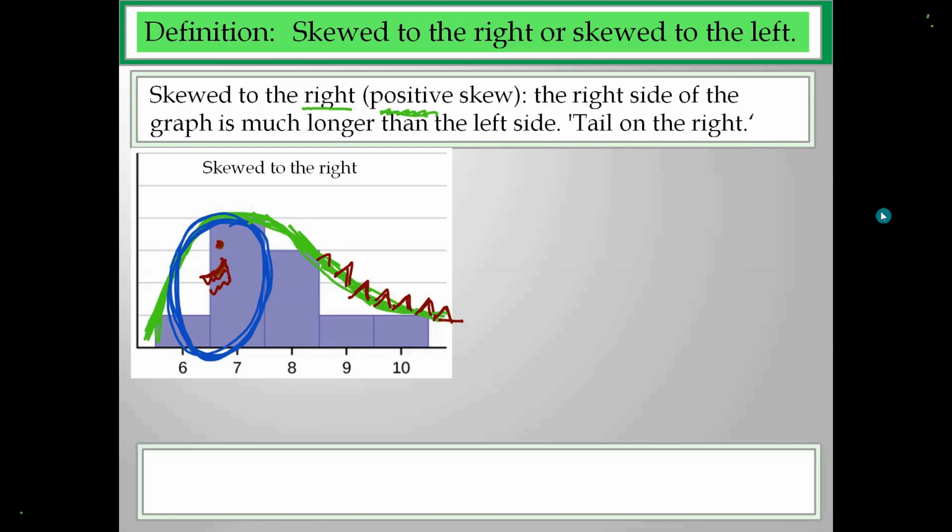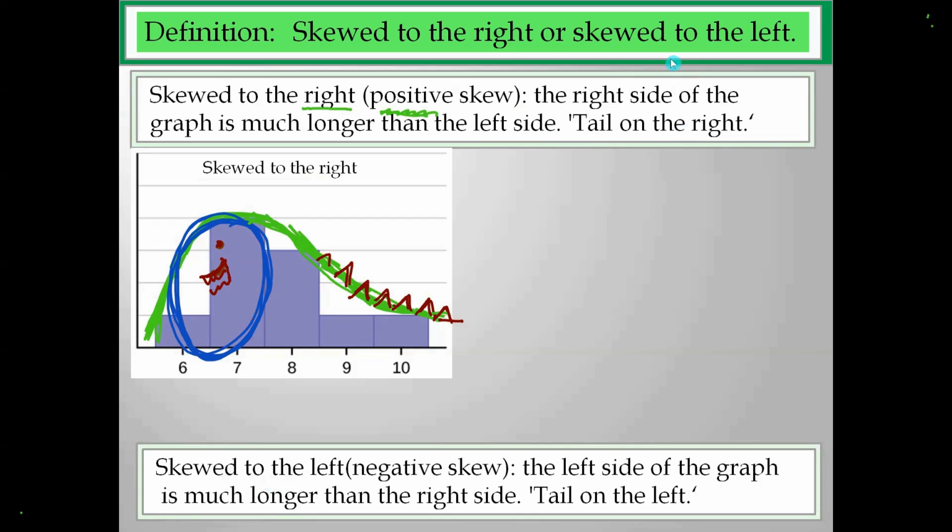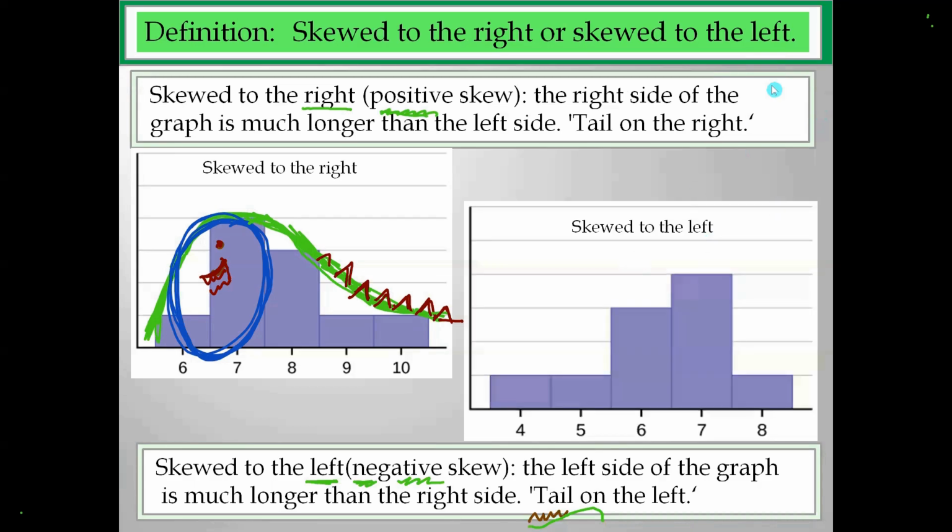Similarly, let's look at skewed to the left, or sometimes we call it negative skewed. The left side of the graph is much longer than the right side, meaning there is some kind of tail on the left. Let's check out our left skewed graph.